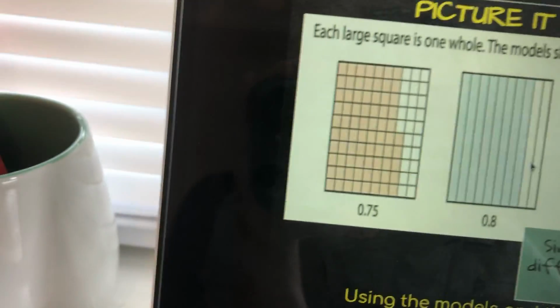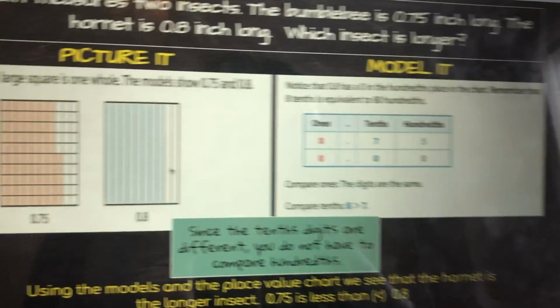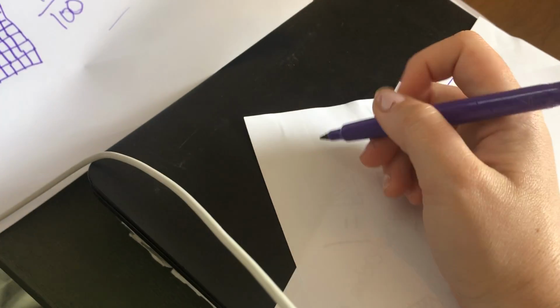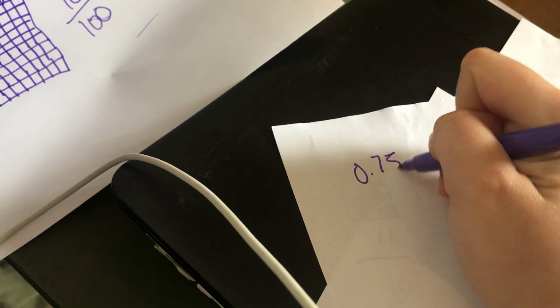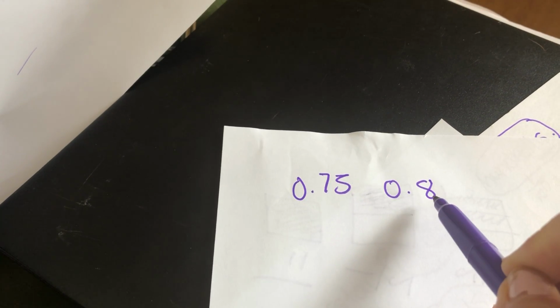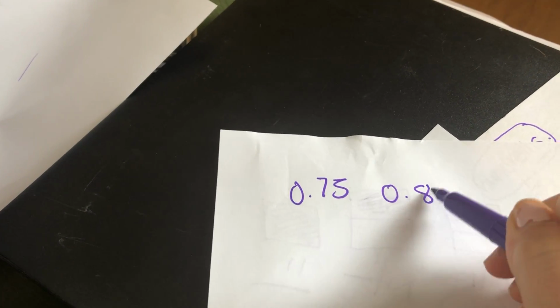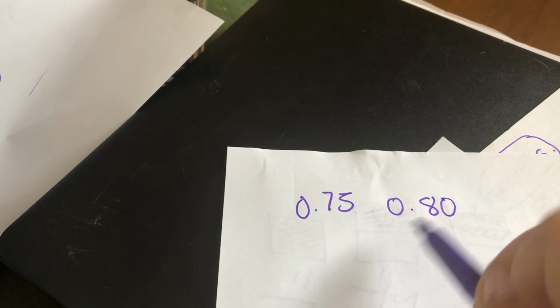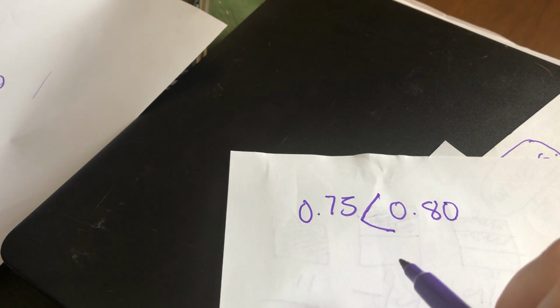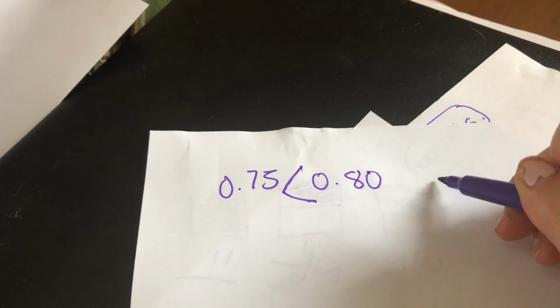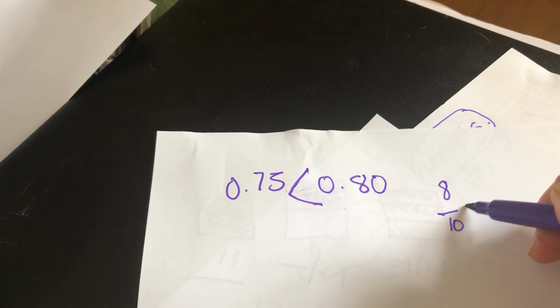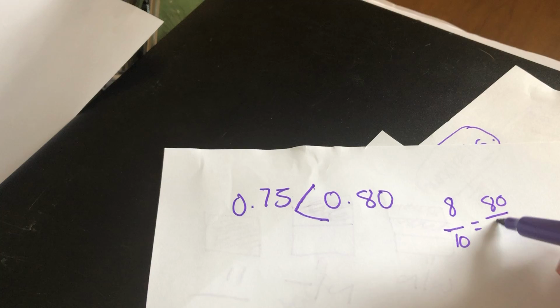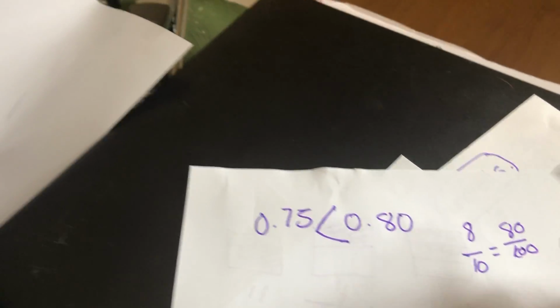Also, it's easy for me to think about, we've got 0.75, 0.8. I can't compare them like they are because this one has a number in the hundredths place where this one doesn't. All we have to do though is just add that 0. So now which one's bigger? 80 or 75? 80 is bigger. Where did I get 80 from? Well, because 8/10 is the same thing as 80/100. They're the same thing. Okay.